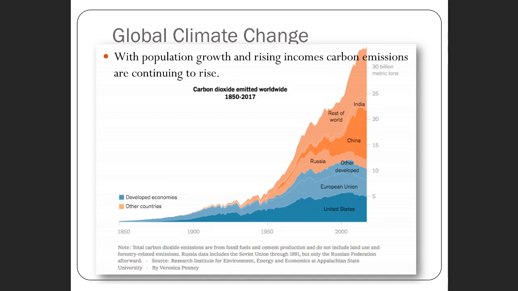Here's our levels of carbon dioxide emissions. With population growth and rising incomes, carbon emissions are continuing to rise, right? Population of the world is growing. Lots of citizens in countries like India and China and the developing world and Africa, right? They all aspire to the standards of living that we in the developed world, in the United States and the European Union, right? All the developed world, we've enjoyed these standards of living. Other human beings aspire to those same standards of living. So that's presenting a problem.